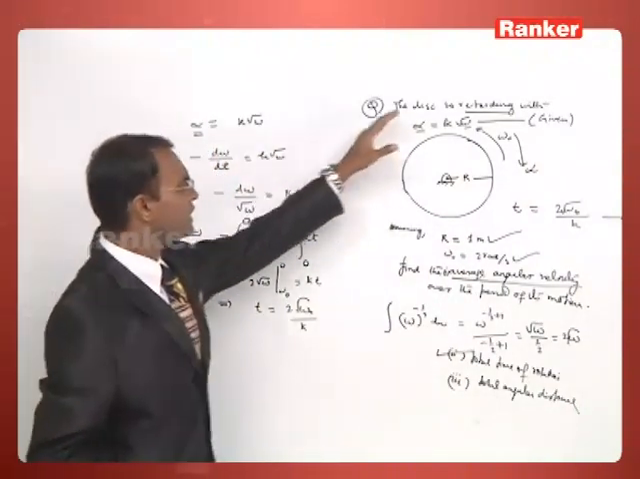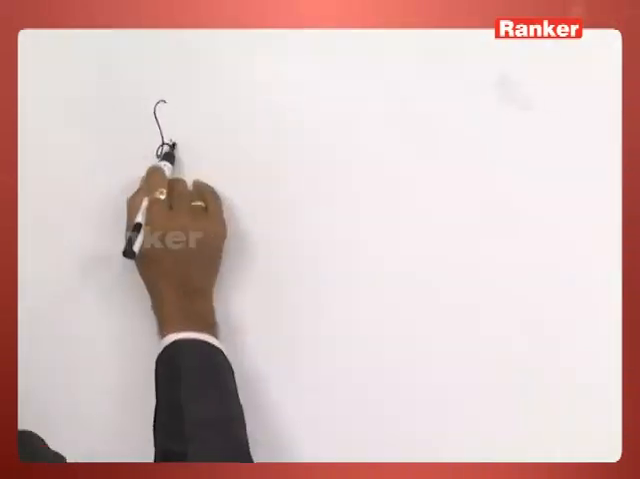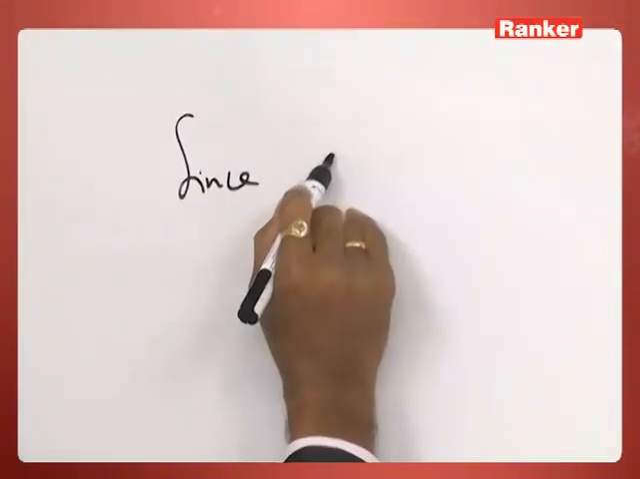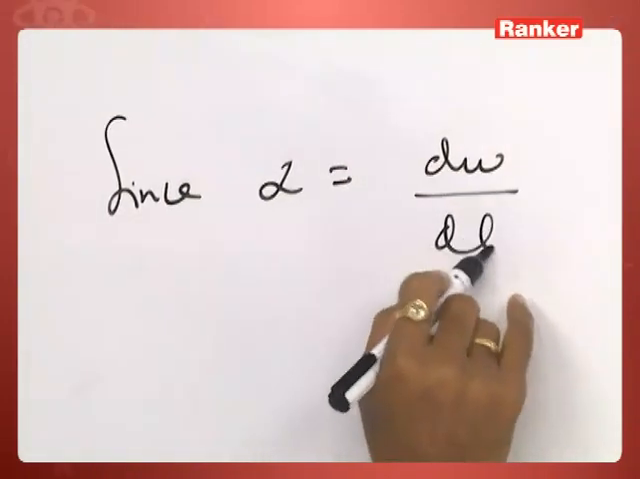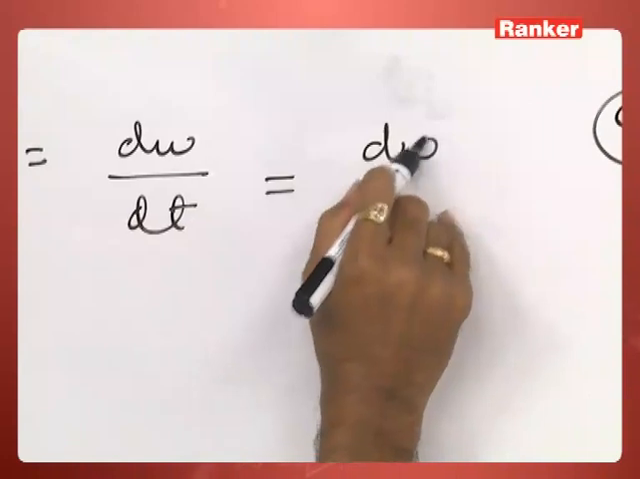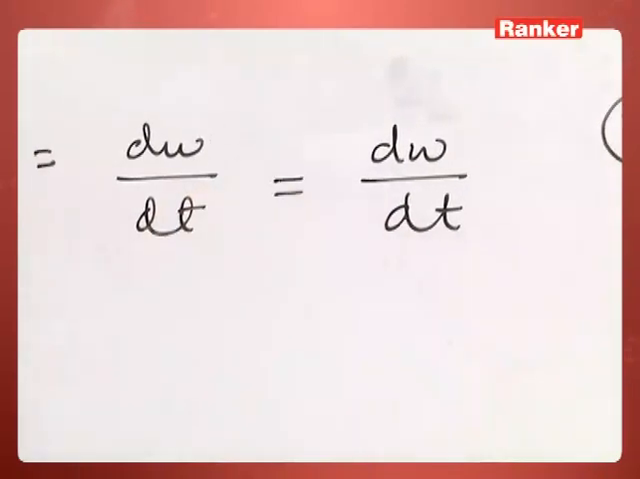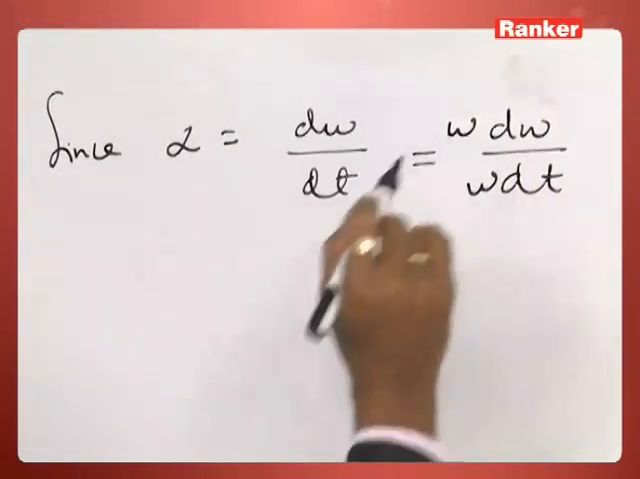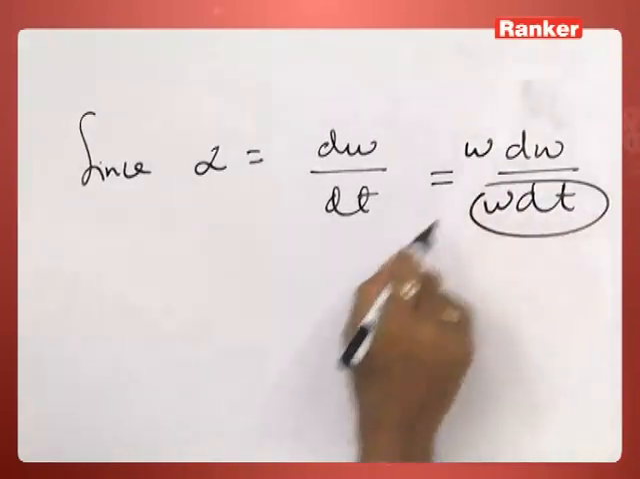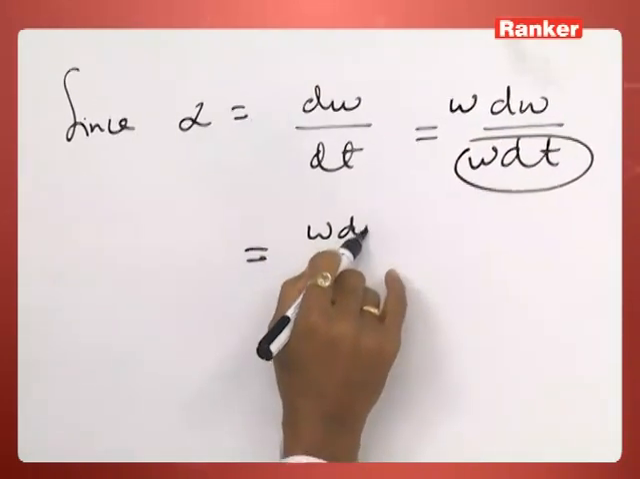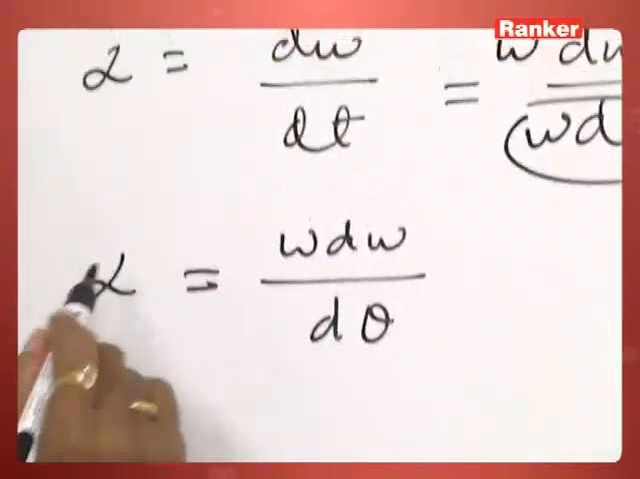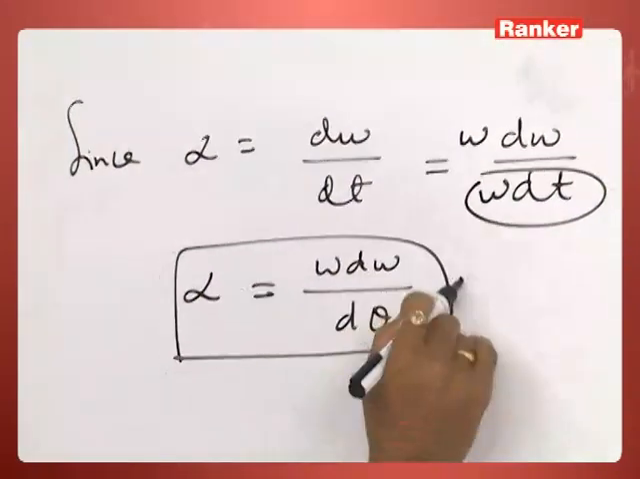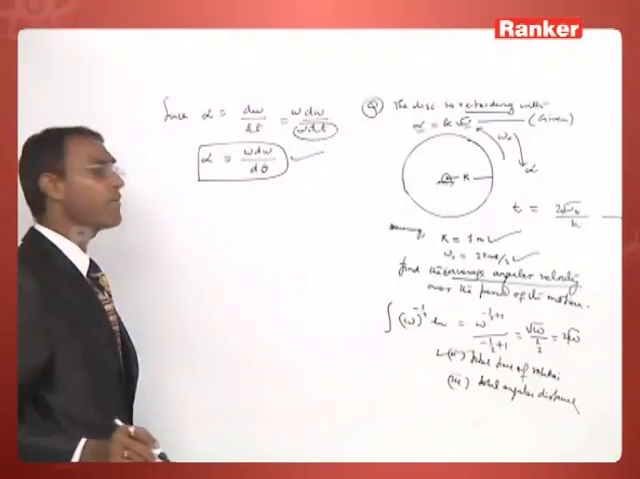Next, we need to calculate the total distance covered. Since alpha is equal to d omega by dt, multiplying the numerator and denominator by omega, omega dt we can just write as d theta. Therefore, in terms of omega, we can get this expression of angular acceleration.